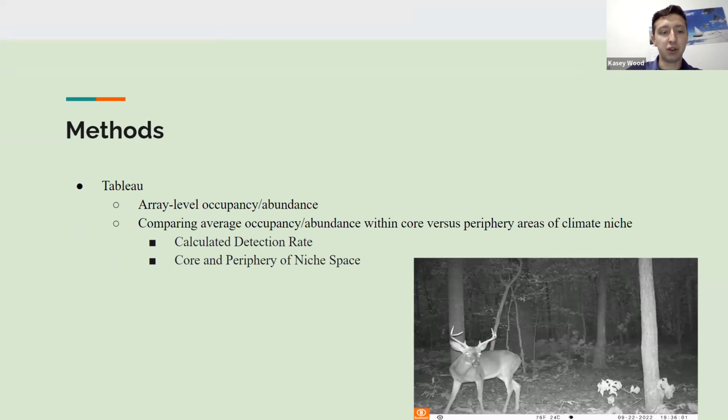Then we used Tableau to configure and construct array level occupancy and abundance, comparing average occupancy and abundance within core versus periphery areas of climate niche.